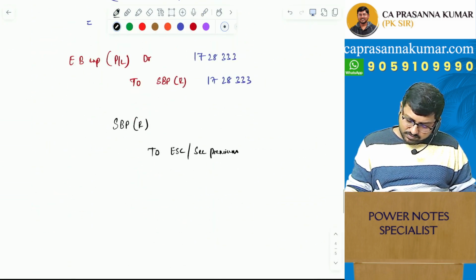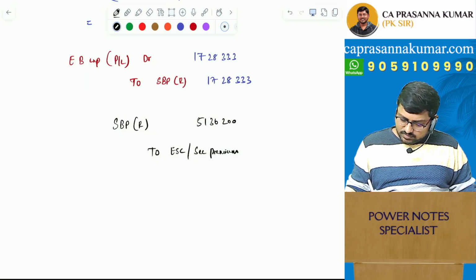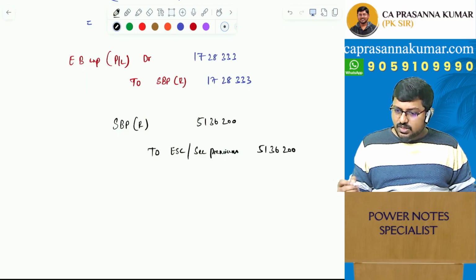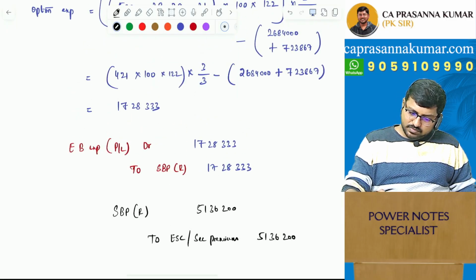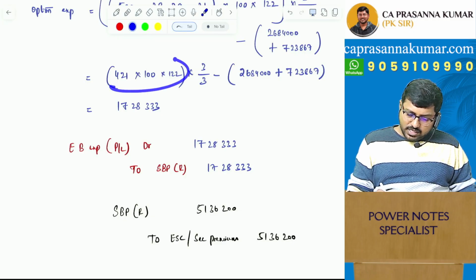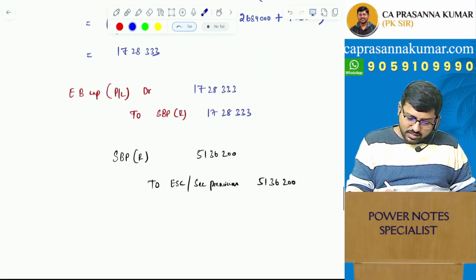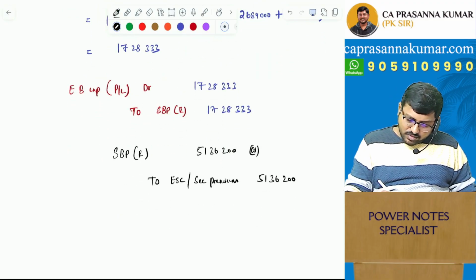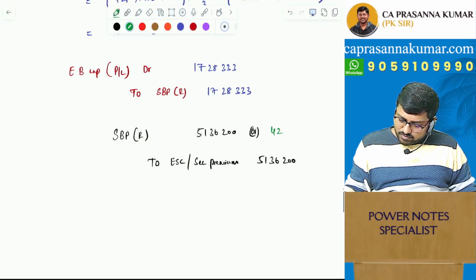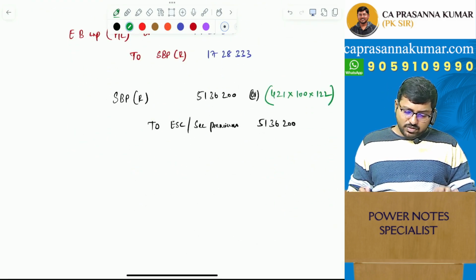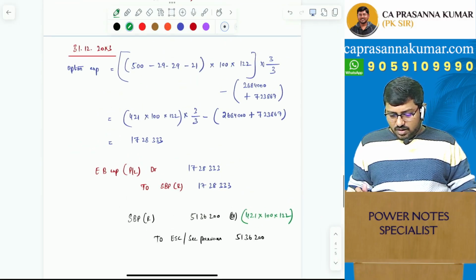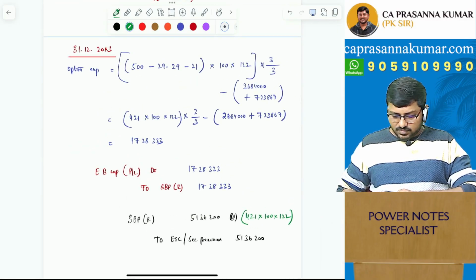51,36,200. Even if you multiply this also, you'll be getting the same thing. I'll write here, or you can calculate like this also, which is last year 421 into 100 into 122. Even if you multiply that, you'll be getting the same number. Whichever way you want, you can do. Chalo. Are we done with this?